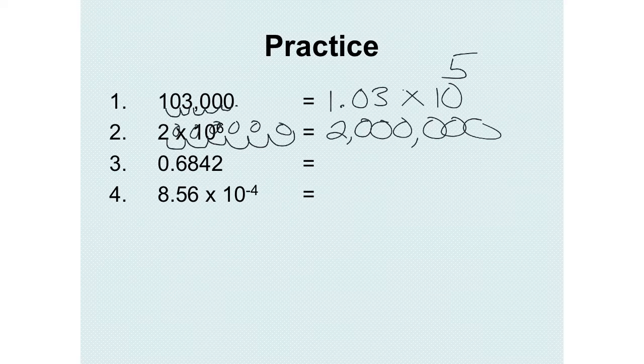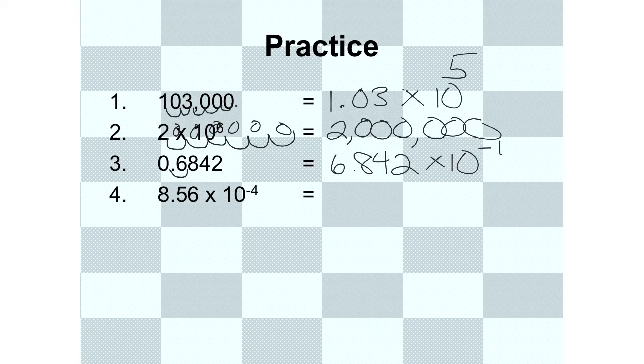All right, number 3, we got to turn that into scientific notation. So we have 0.6842. So we're actually almost there. We're almost to at least 1 but less than 10. If I move this over 1 spot, I get 6.842. That is at least 1 but less than 10. So that's going to be my coefficient. I only moved my decimal 1 spot. So negative 1 is going to be my exponent. Negative because it's less than 1. And I only moved it 1 spot, so negative 1 is my exponent.